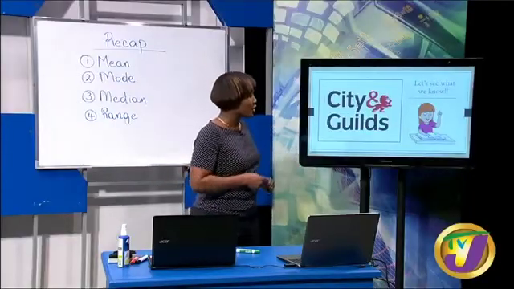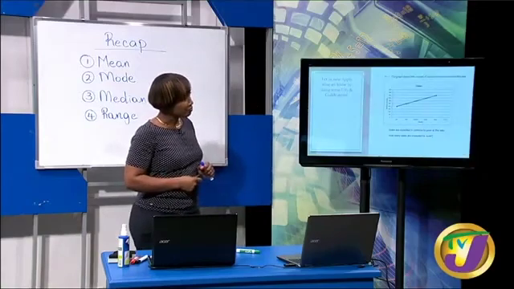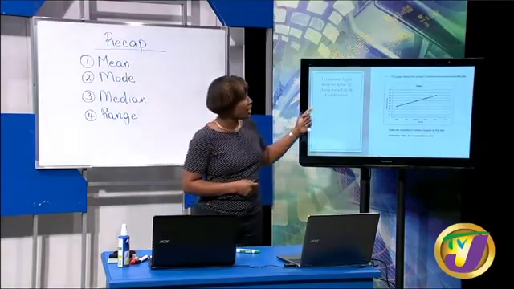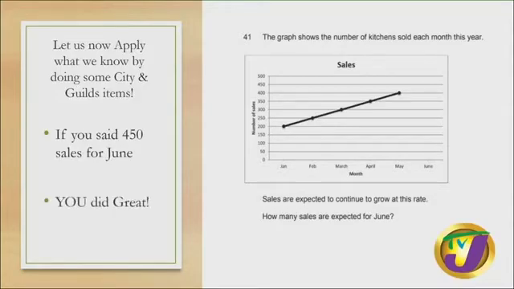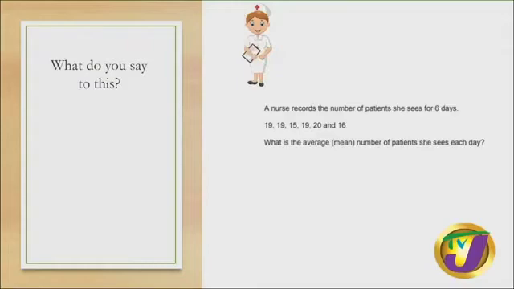Let us see if you really know what you just told me. So let us apply what we have now learned. The first question that we're going to look at: the graph shows the number of kitchens sold each month this year. Are you seeing the graph? Awesome. Sales are expected to continue to grow at this rate. How many sales are expected for June? That's right. If you said 450 kitchens would be sold in June, you got it. You did great. Let's look at the next one.